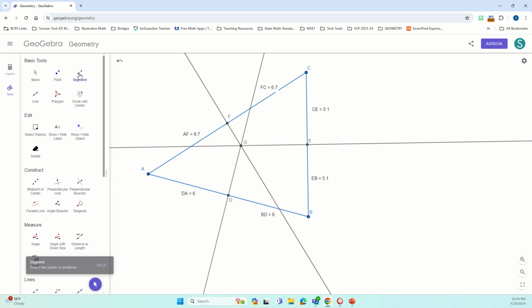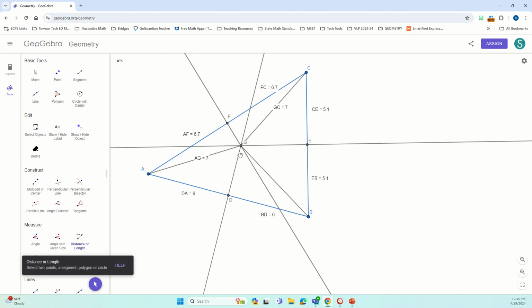Okay, so I'm going to just take a line segment and I'm just going to show you. I'm actually just going to keep it this color. I'm going to measure it. Find the measure. All right, it's 7. Let's do from G to C. Measure. G to C. Oh my gosh, guys, look at 7. All right, let's do one last line segment from G to B. Find the distance. G to B. It's 7.